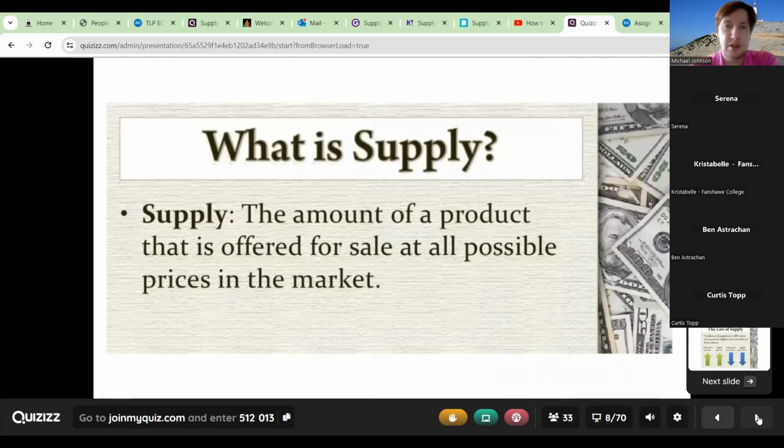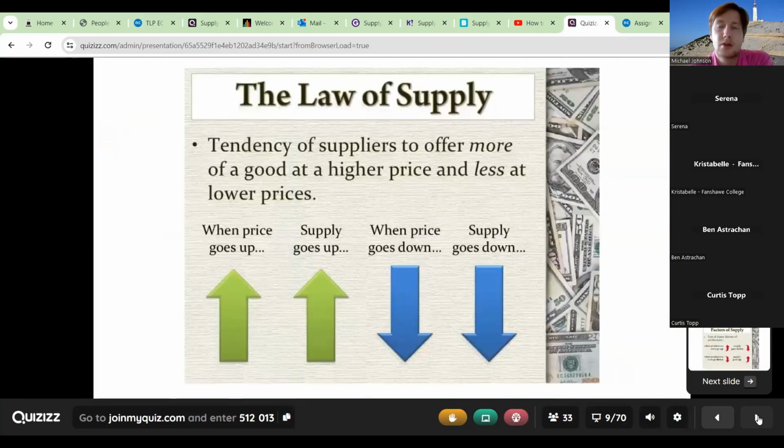So what is supply? Supply is the amount of a product that is offered for sale at all possible prices in the market. The law of supply provides an incentive for companies to supply more, because if they supply more, they can charge a higher price. When price goes up, supply goes up. They supply more when the price goes up because they know they're going to get more sales and more revenue out of it. That's why they supply more.